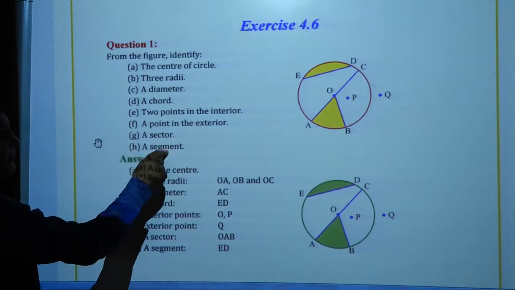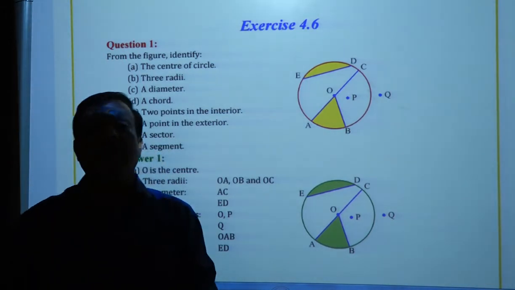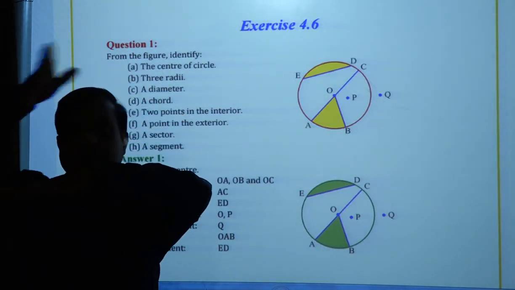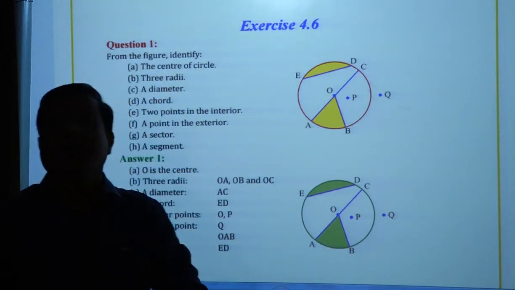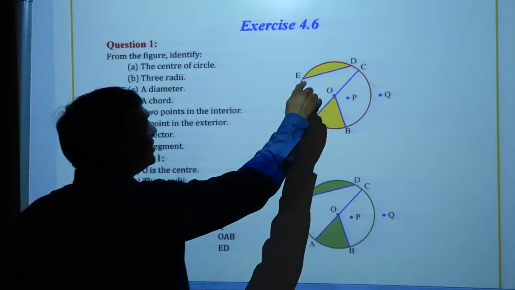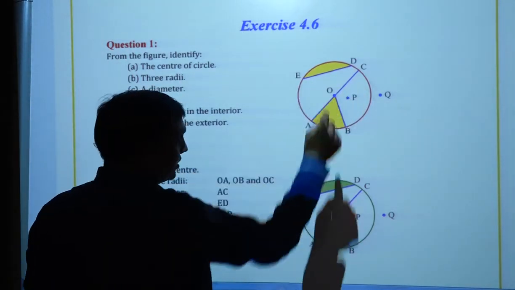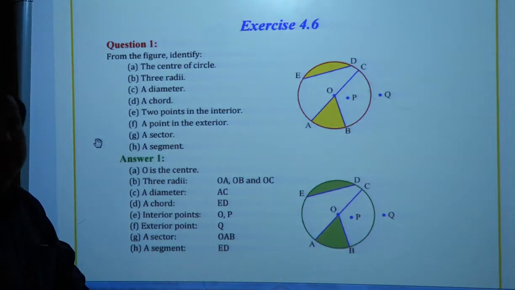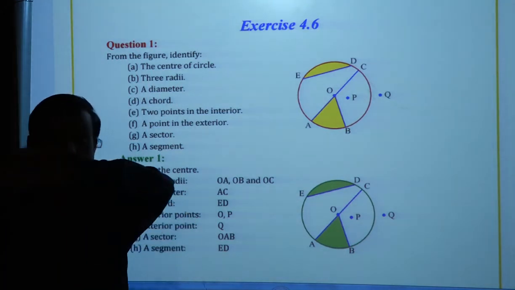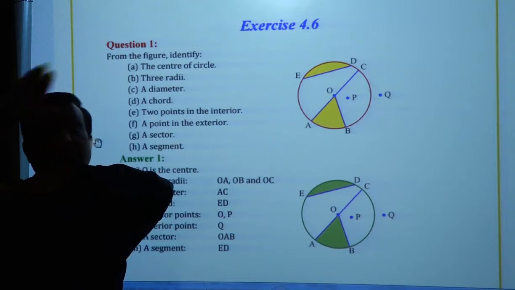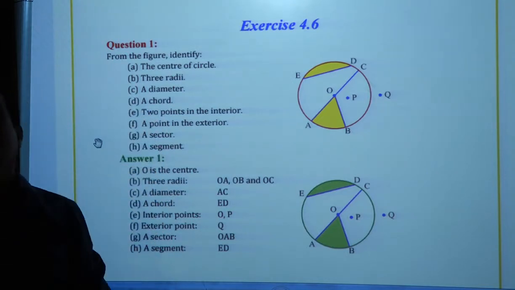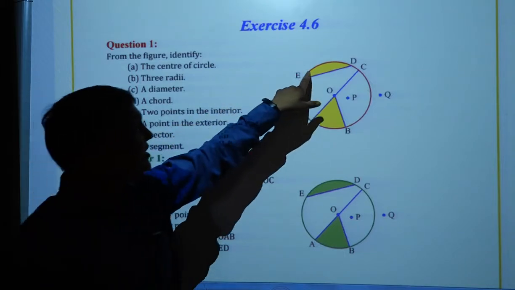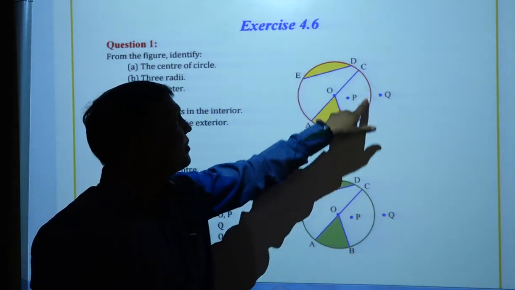Next, a segment. Segment means the upper part above the chord and the arc of a circle. Here this ED, yellow part, and here this ED, green part. Here that chord line and a slice which is upper. There are two segments, major segment and minor segment. This is a minor segment and the remaining part is a major segment.